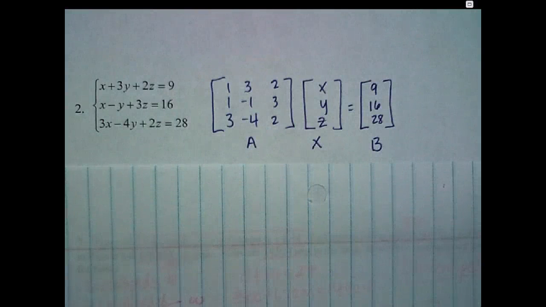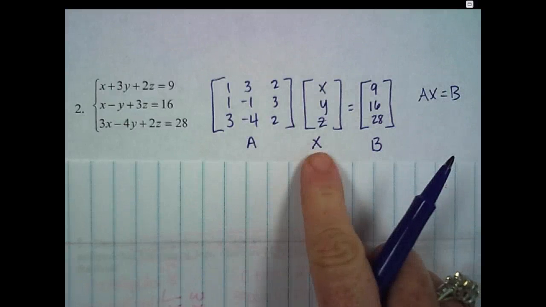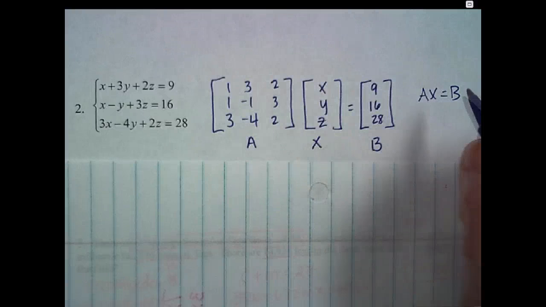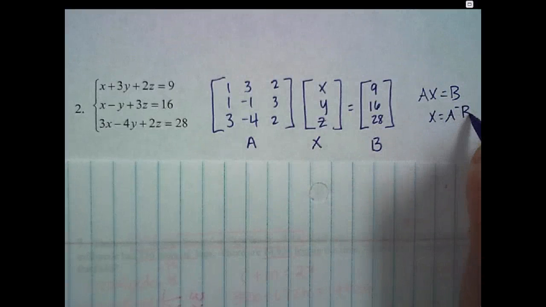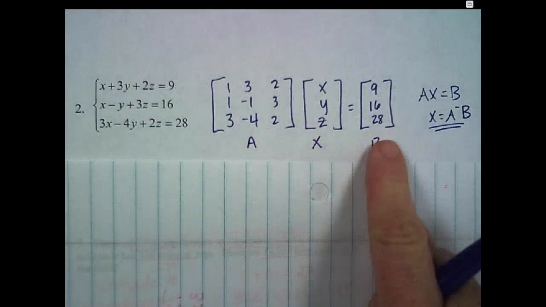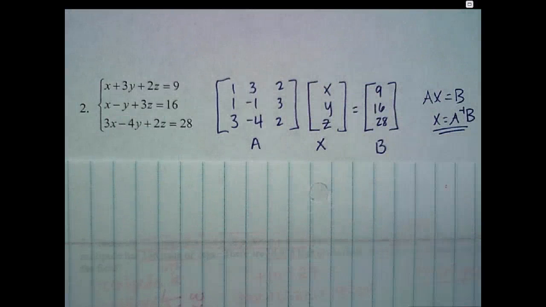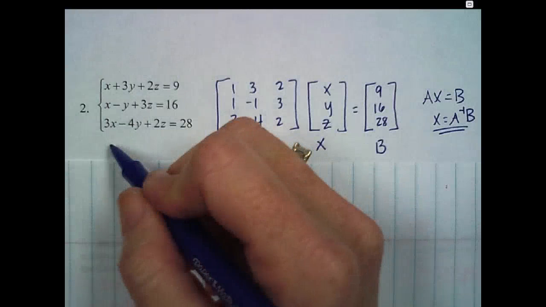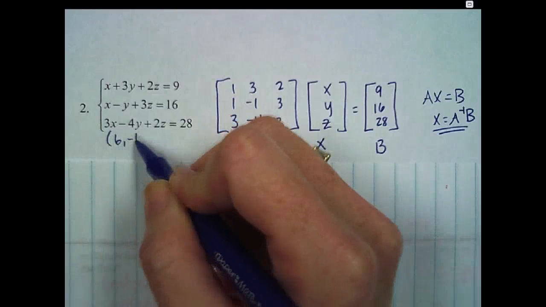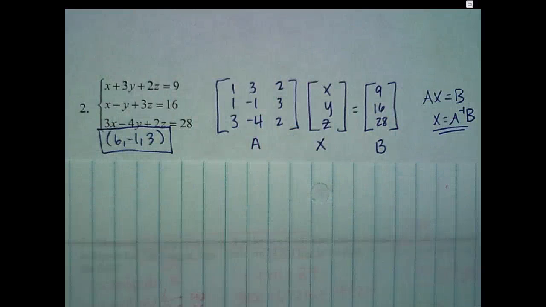If we could, we would say A times X equals B. So to solve for this, we divide by A. We can't do that. So that's the same thing as X equals A to the -1 times B. So we're going to type in A and B, and to get this matrix, we just do A to the -1 times B. I'll give you a second to do that. You should get 6, -1, 3 for your answer matrix if you do it right.